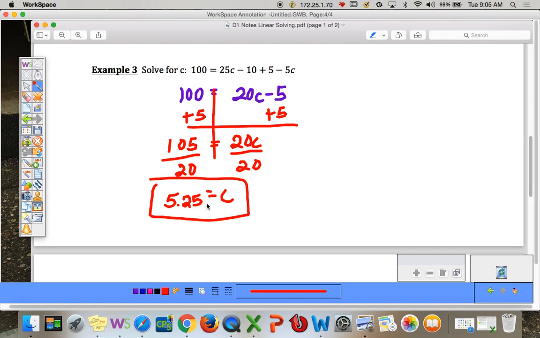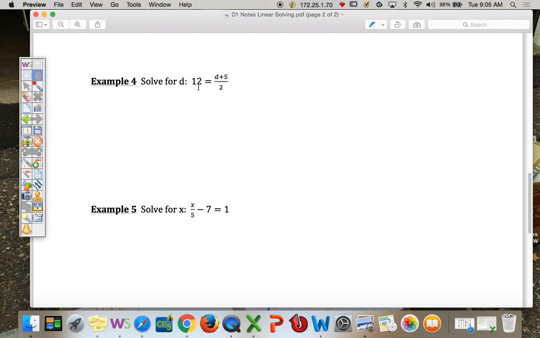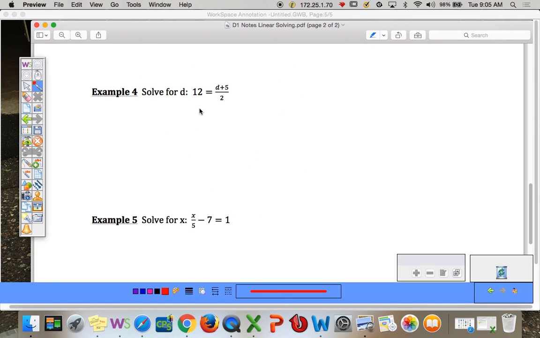And again, we can check our answer by plugging in this 5.25 for c right here, and then making sure both sides are equal after we simplify. Well, let's check our answer for one of these. All right, solve for d.